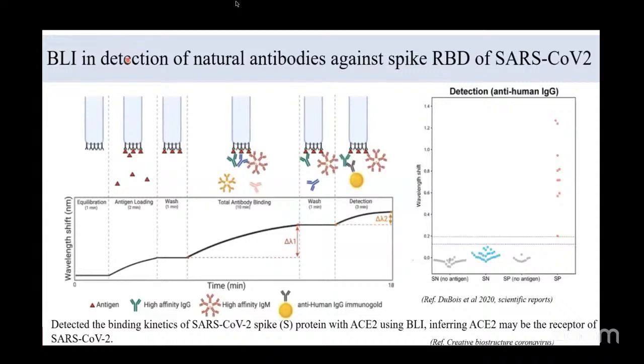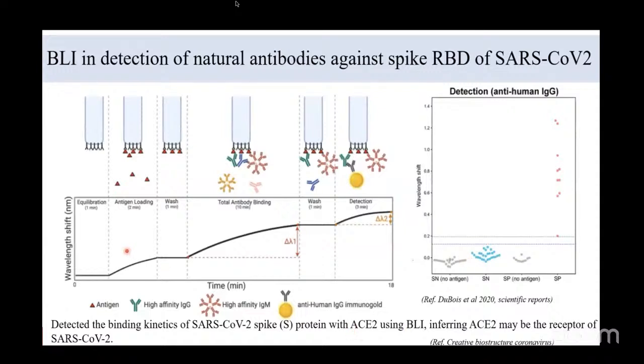This is an exemplative study performed on assessing the binding of the receptor binding domain, RBD, of the SARS-CoV-2 spike protein with the ACE2, the angiotensin converting enzyme 2 receptors. On the left, we can see the experimental workflow. They have shown the different steps of it: the antigen loading first, then the subsequent antibody bindings, the washings of the non-bound, and finally the detection.